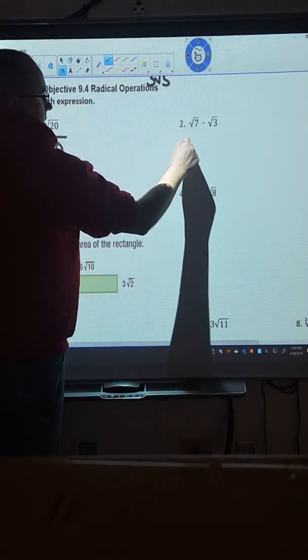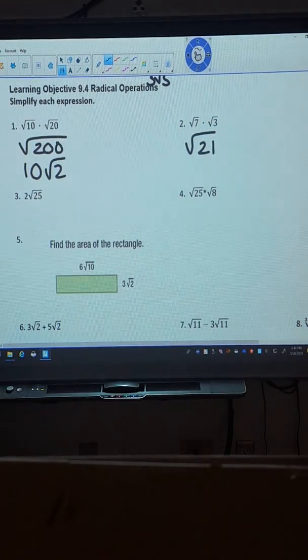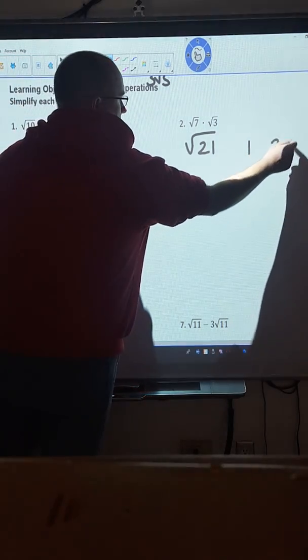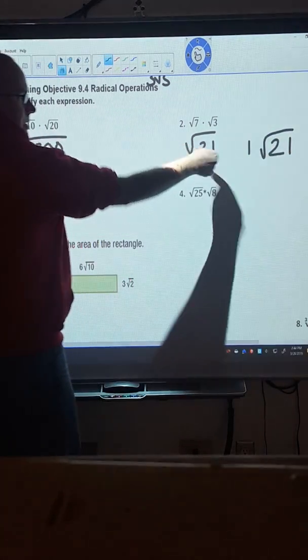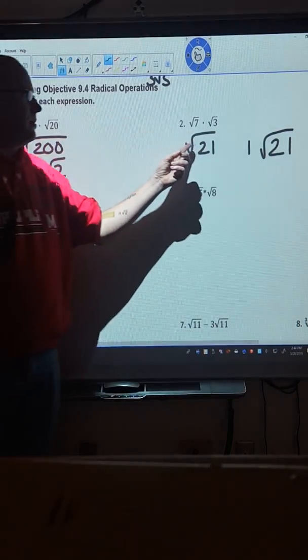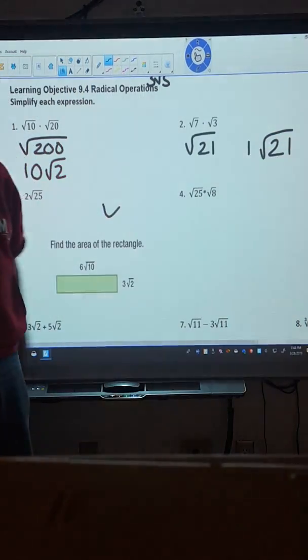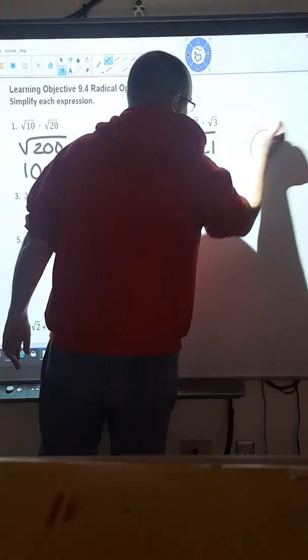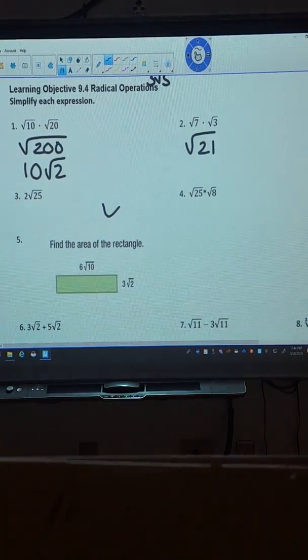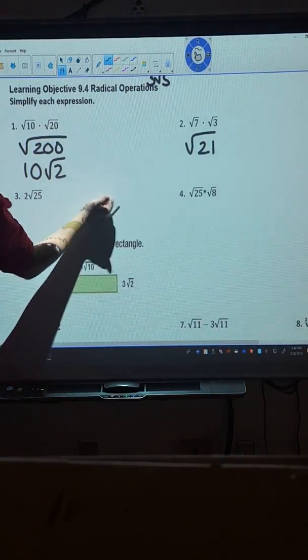7 times 3 is 21. Now, if you check this one on Desmos, what you'll actually find is the right answer, it says, is 1 square root of 21. Notice that that's actually the same thing. Square root of 21 is the same thing as 1 square root of 21. So if something doesn't simplify, Desmos will also show you that as well.